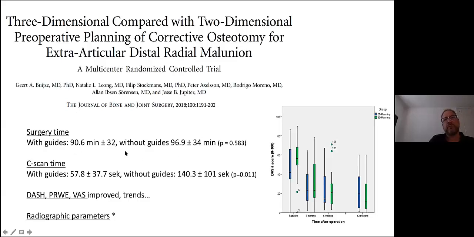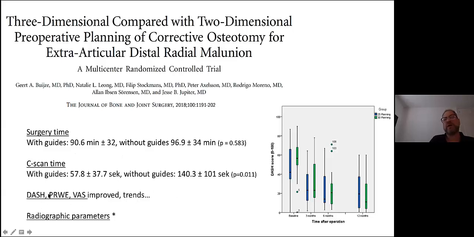About the surgery time, it wasn't much difference. That surprised us, but I think I have an explanation. And so that was not significant. However, we used a lot more radiation for the planning without the guides. So that was significant.